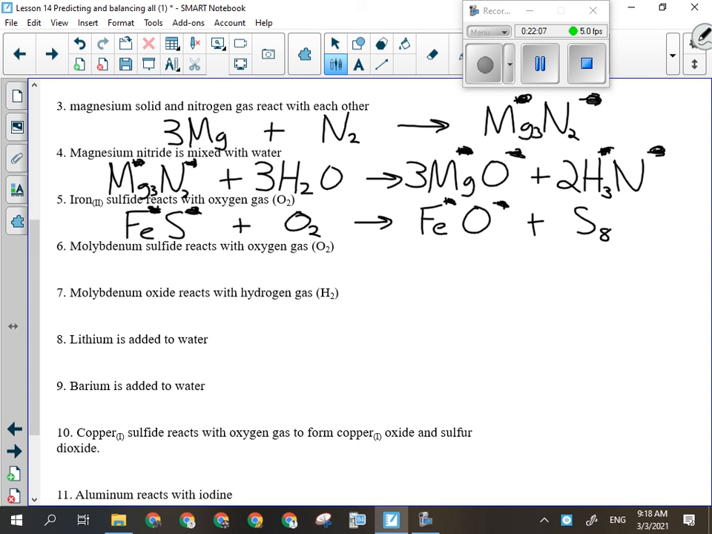Now I need to balance the reaction. So what should I start with? Sulfur, biggest number. So I'm going to go with 8 here. That 8 gives me 8 iron, so I need to put an 8 there to make the irons work. That gives me 8 oxygens. 4 times 2 is 8. All right with that one?